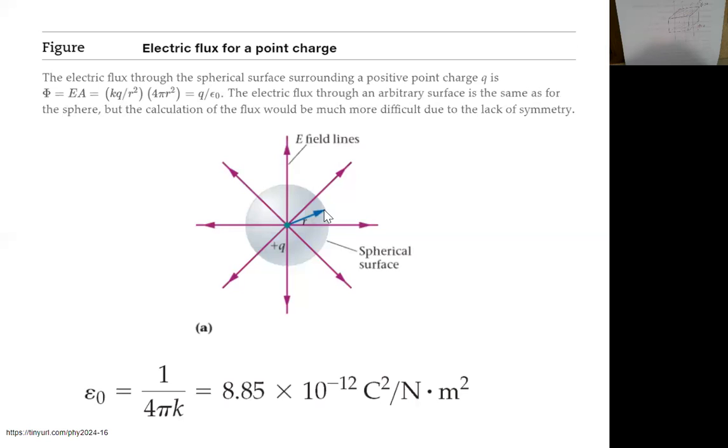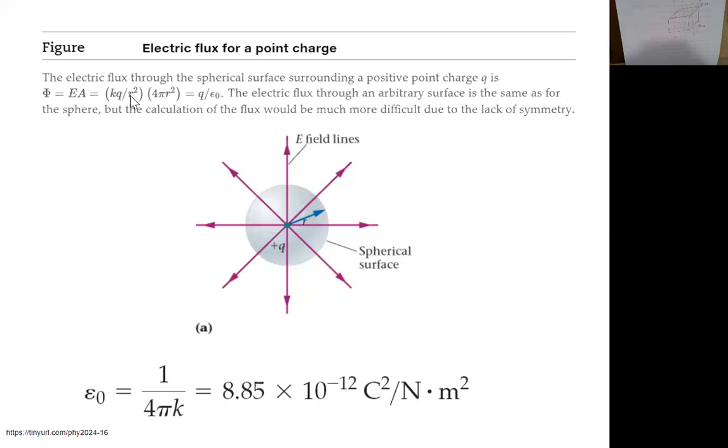Now for the spherical surface, its area should be 4 pi r squared. At any point on the surface, you can see the flux leaves the surface, and the normal direction is the same direction as the electric field. So theta is equal to 0. That means flux is equal to E times A at any point. So overall, the flux is equal to Q.